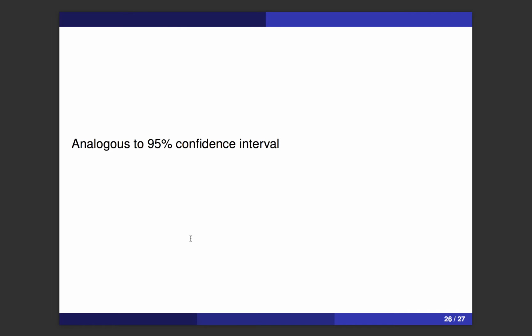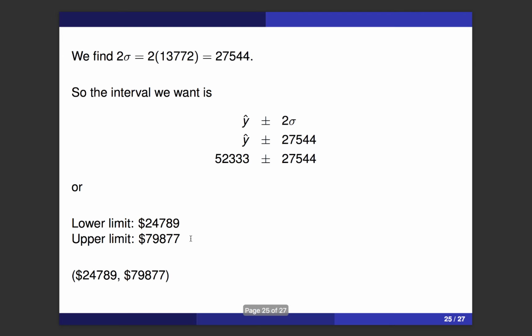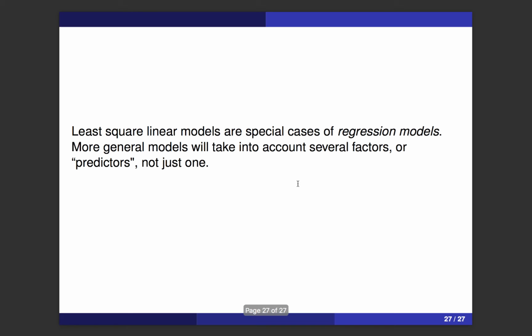Notice that it's really analogous to a 95% confidence interval. The only difference is that we get a different interval for each predicted value. So we need to find the predicted value and then find the interval. And lastly, the linear models are special cases of regression models where we'll take into account several of the predictors. In this case, we just had the production as a predictor and the cost as a response. But you might have 2 or more predictors or independent variables.